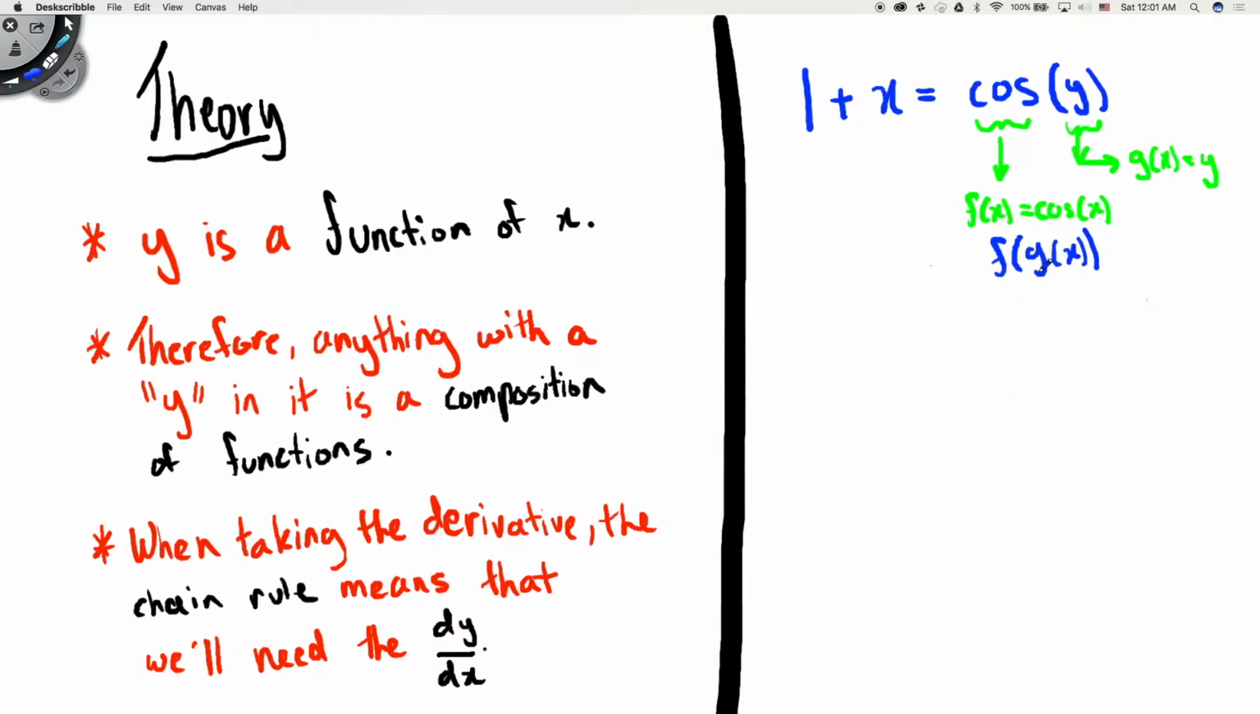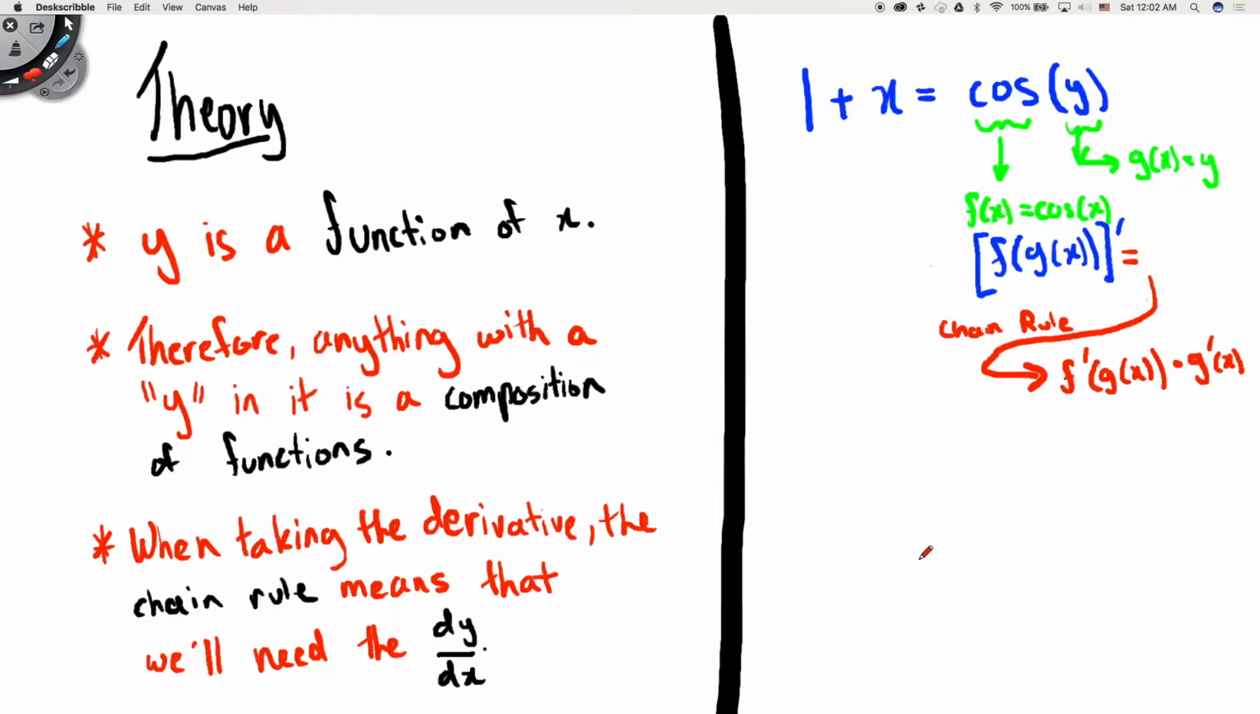So when we take the derivative of this, we'll need to employ the chain rule. And the chain rule is as follows: equal to f prime of g of x times g prime of x.